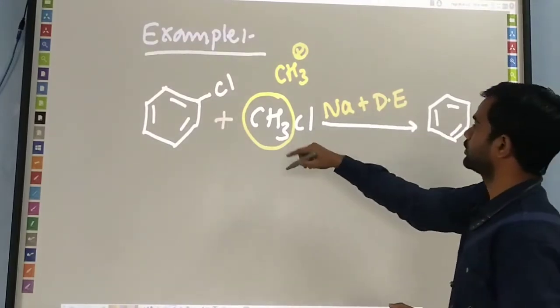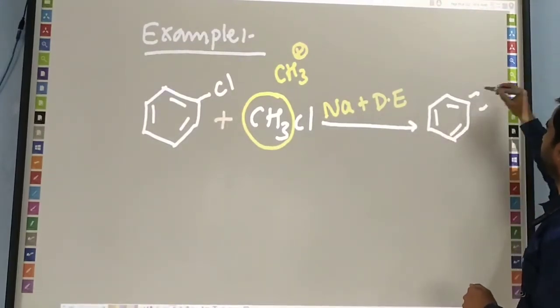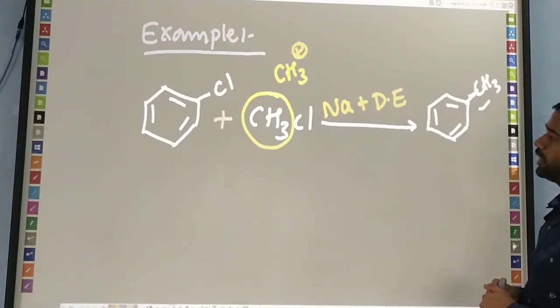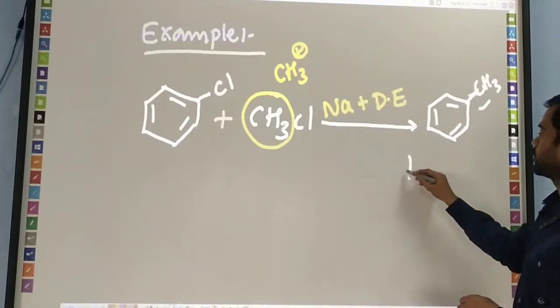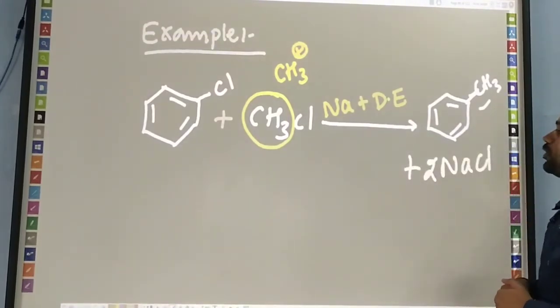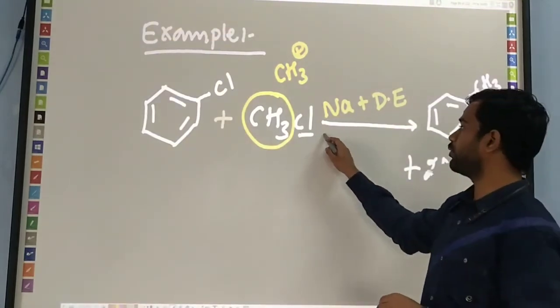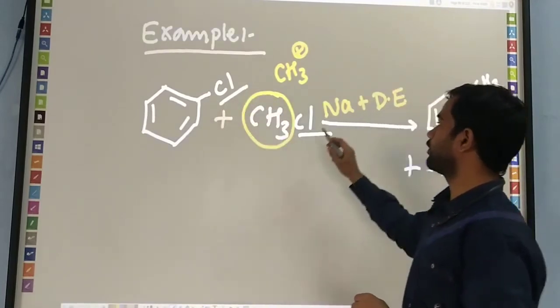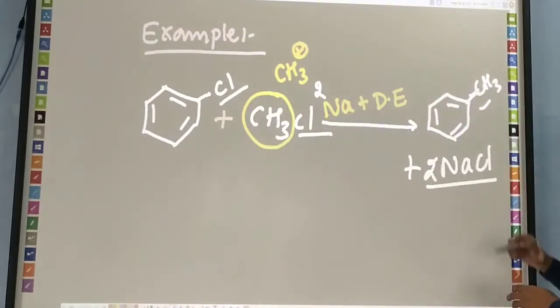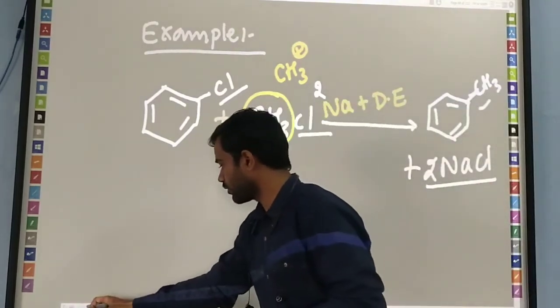At this position, the methyl group is going to attack, and this methyl group is going to be formed here. What else is going to form here? 2NaCl is going to be generated. Why? Because you have one Cl here and another Cl here. That's why you have to take 2 moles of sodium. That's why the product salt, NaCl, is going to be generated here.